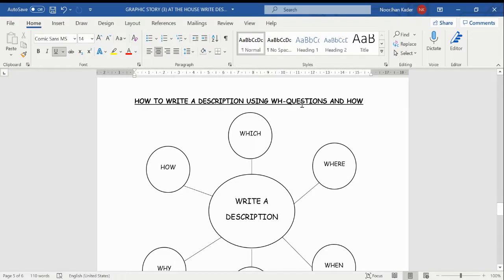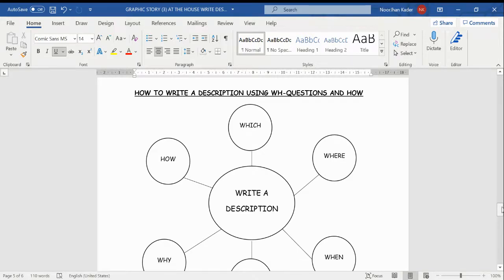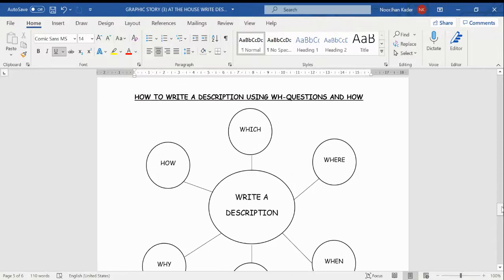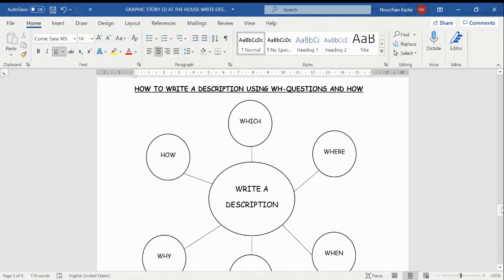That means you can use WH questions and how to actually make a draft of what you can understand and what you can derive from the descriptive sentences in the frames of the graphic story.